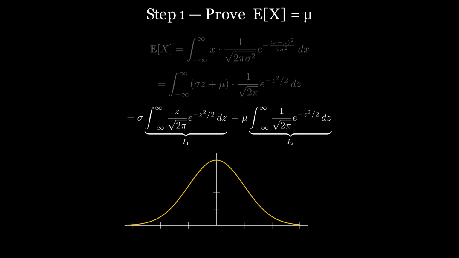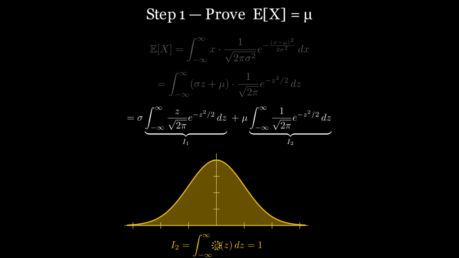The second integral I2 is the standard normal density integrated over the entire real line. This is a fundamental axiom of probability. Every valid probability density function must integrate to exactly 1. The probability of all outcomes combined is always 1. The gold-shaded area fills the entire real line and equals exactly 1. Therefore, the expected value equals sigma times 0 plus mu times 1. That is mu. The first result is proved. E of x equals mu.